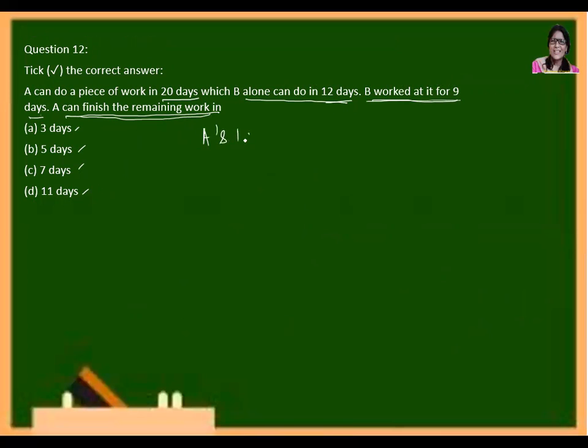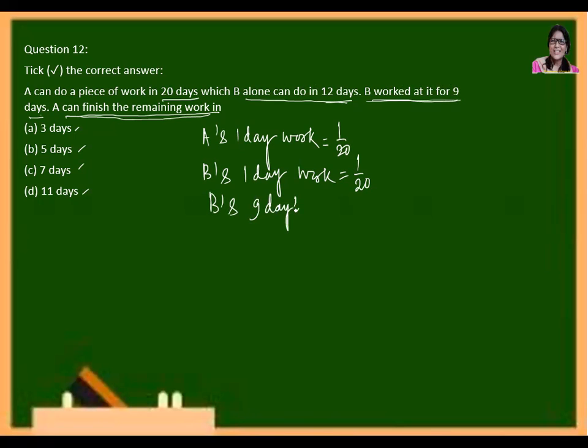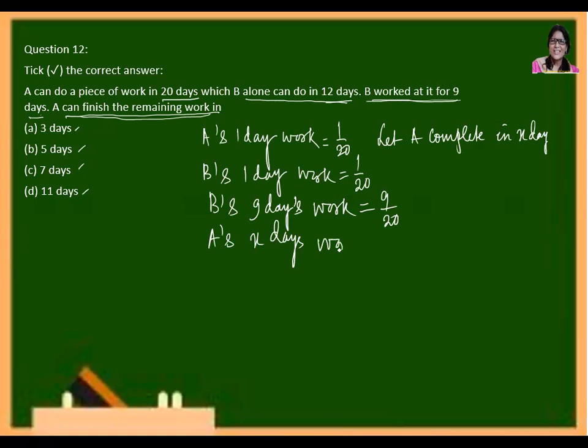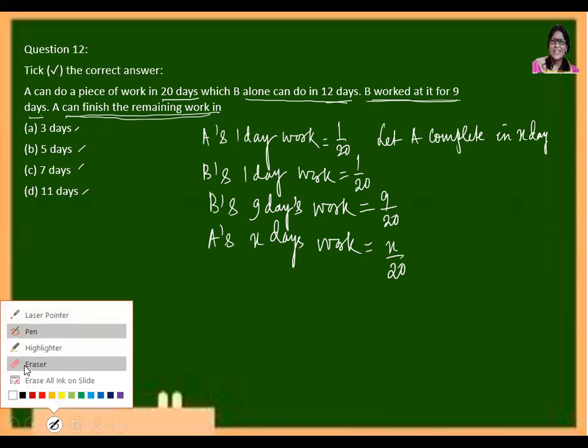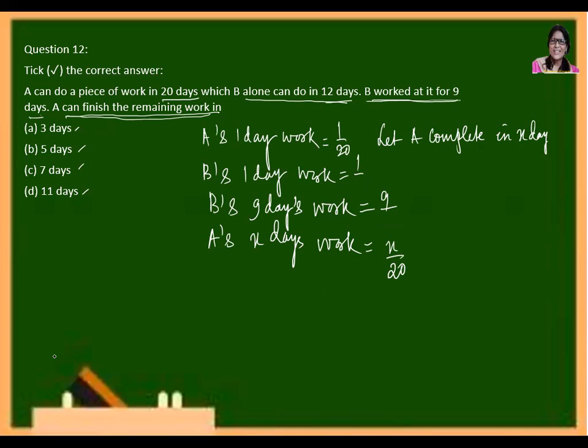So A's 1 day work is 1 by 20. B's 1 day work is equal to 1 by 12. Now B worked for 9 days, so B's 9 days work is 9 by 12. And let A complete the remaining work in X days. So A's X days work is X by 20. B is finishing in 12 days, so this will not be 20, it will be 12.